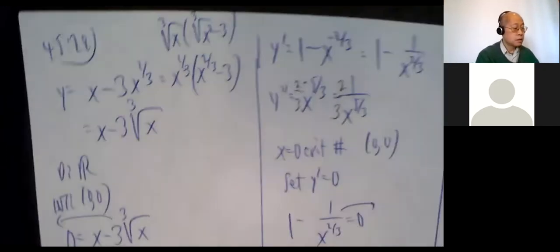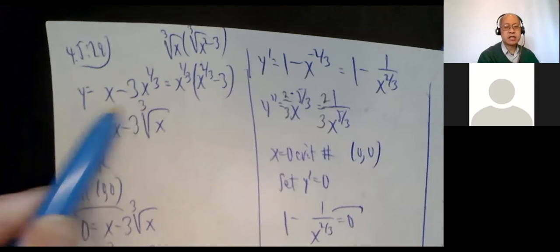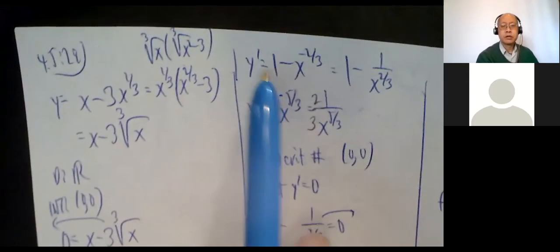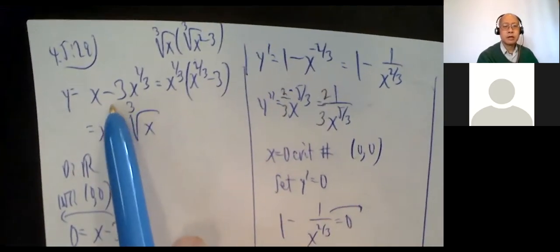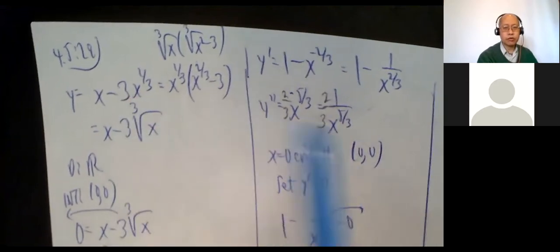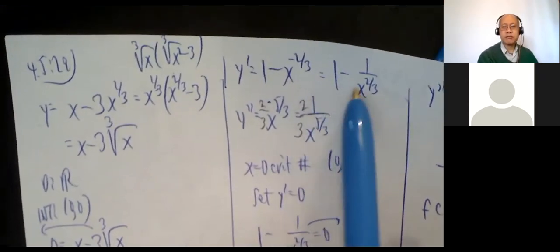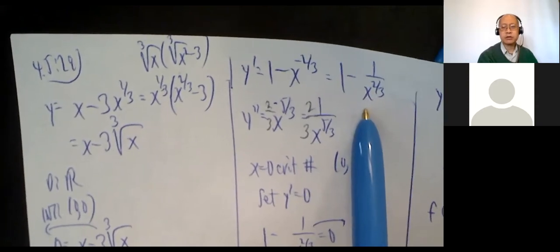Right, so now for my derivative analysis. So let me use this. That's easiest for taking the derivative. So y prime is 1 minus x to the negative 2/3. 1/3 times 3 is 1, right? Then x to the negative 2/3, which I can rewrite as 1 minus 1 over x to the 2/3.